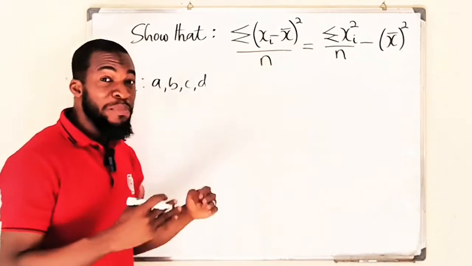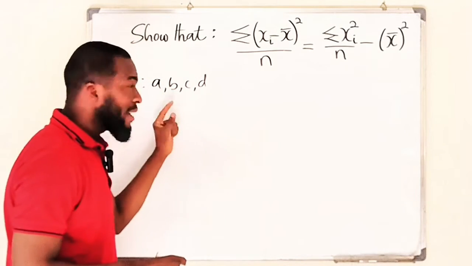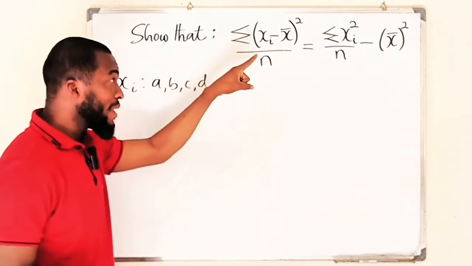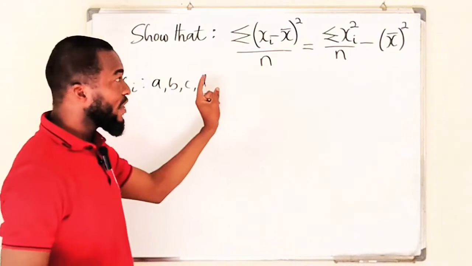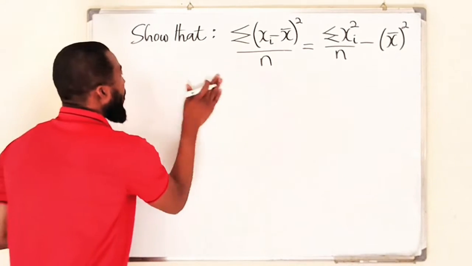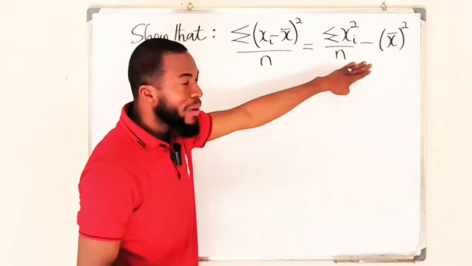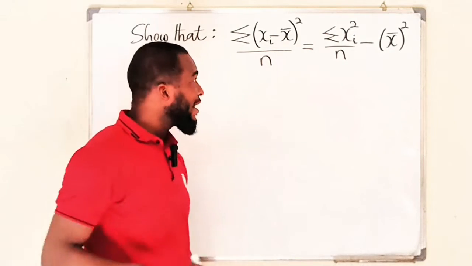Then x bar is the mean. It means this plus this plus this plus this divided by n, that is 4. That's the mean. Mean is constant. It doesn't change. What else? That is all. So, I would like to take this, break it down, and show that it can be expressed in terms of the other formula on the right-hand side.